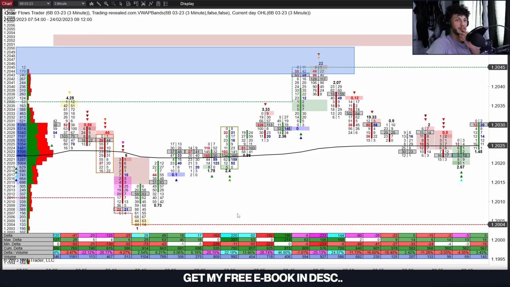It gives me information into the difference between the buyers and sellers. So if we're taking a look at the delta and the delta is positive, this is basically showing me that in this specific candle, the buyers were 220 contracts more than the sellers within that candle.